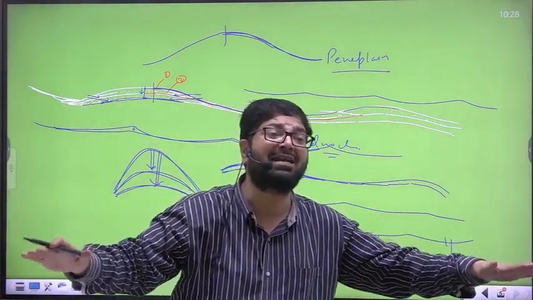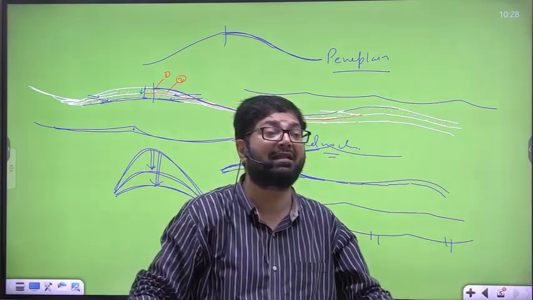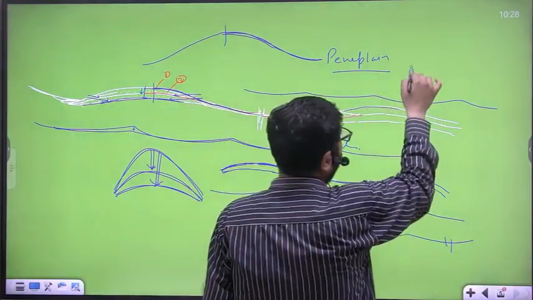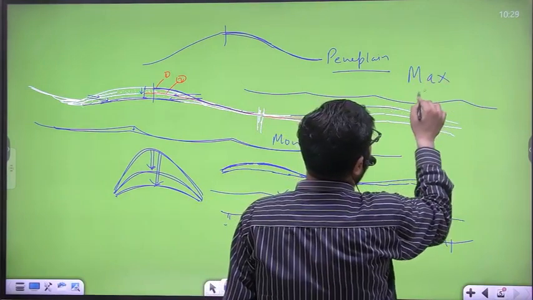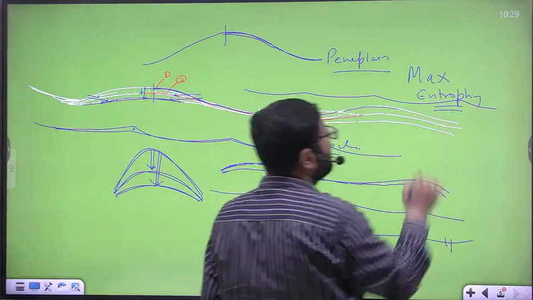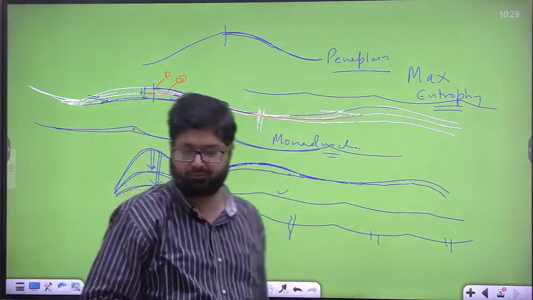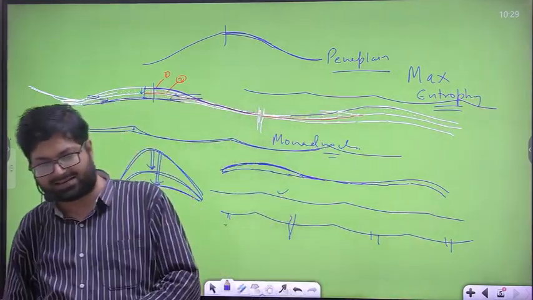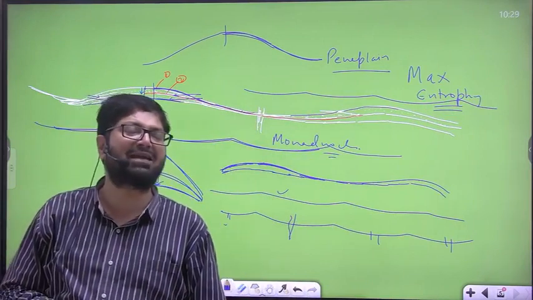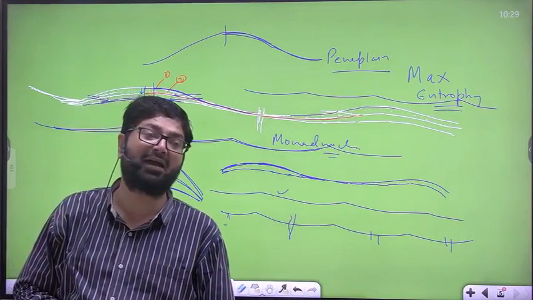That entire landscape is reduced to sea level, that is maximum entropy. Last में लिख दो maximum entropy. Maximum entropy means maximum disorder of relief. And the extensive undulating plain of low relief, which has been termed as peneplain by Davis.